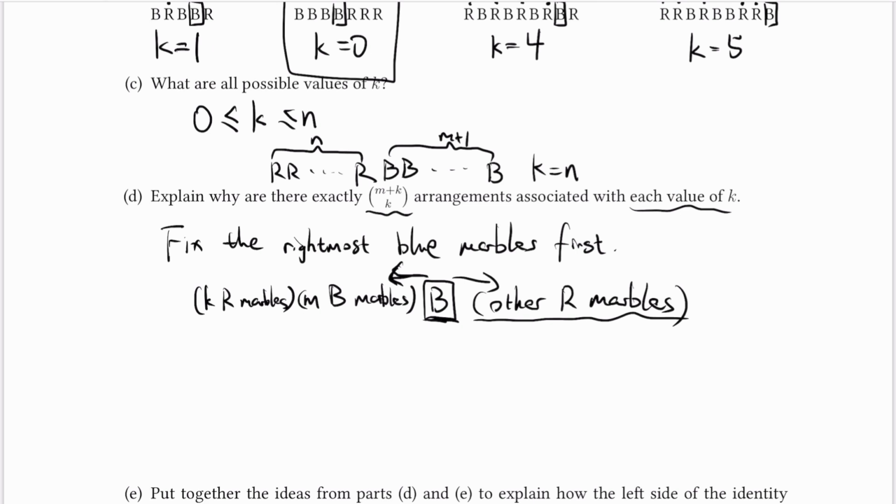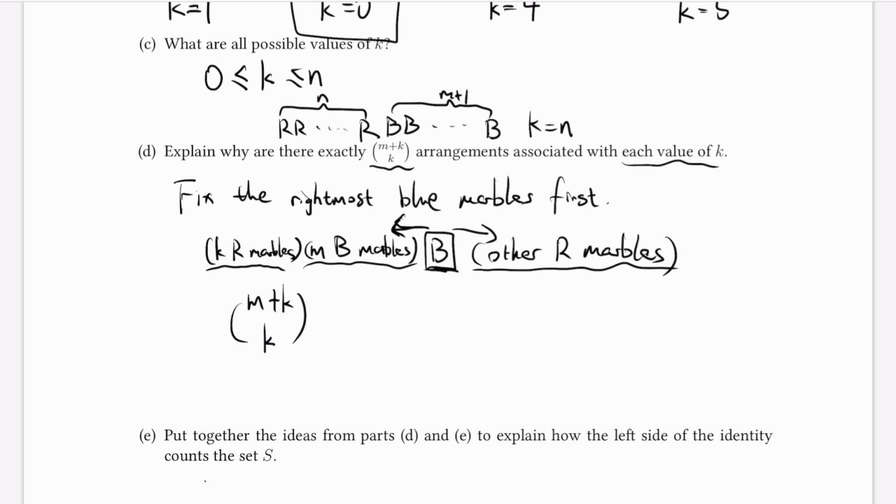So essentially, here we are just trying to find how many different arrangements we can find for k red marbles and m blue marbles. Using similar reasoning, we have m plus k marbles, and no matter whether you're choosing the positions for the red marbles or the blue marbles, you will always end up with the binomial coefficient m plus k choose k. Now, that explains why there are exactly m plus k choose k arrangements associated with each value of k.